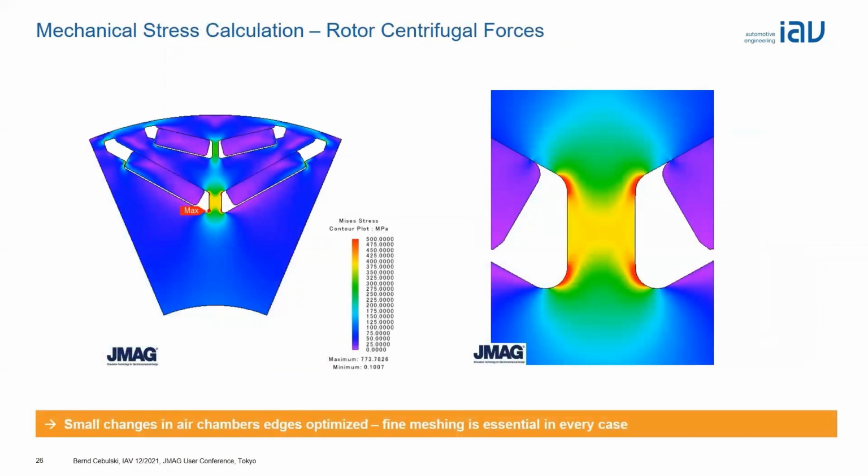For that purpose, we also use JMAG in 2D. And you see here some optimization of the air chamber next to the magnets. You need very fine meshing in the region where the stress is high. And you see already that there could be some design changes applied to lower the stress in that region. So this is also very nice in JMAG, although for more comprehensive simulations, we need 3D programs, other programs to make sure that the machine is really strong enough.